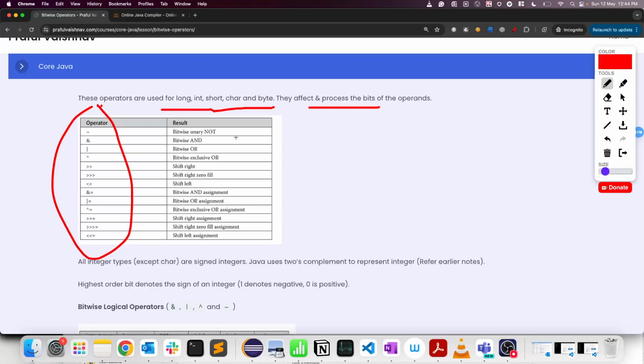Some are unary. What do we mean by unary operators? Yes, a single operand. We saw the unary arithmetic operators. Likewise, here also you will have a unary operator.